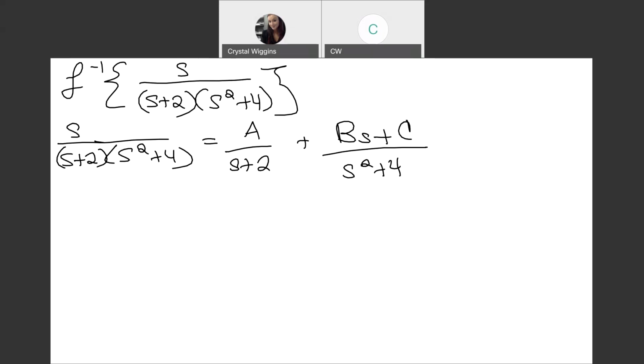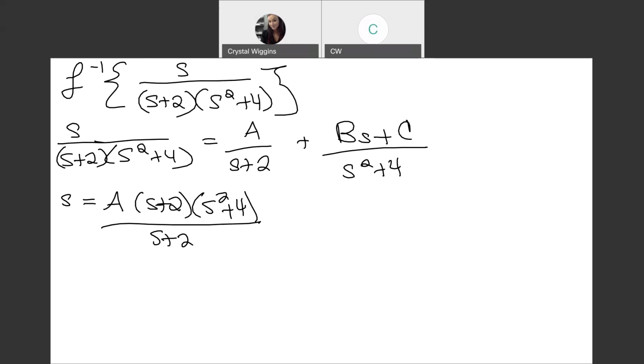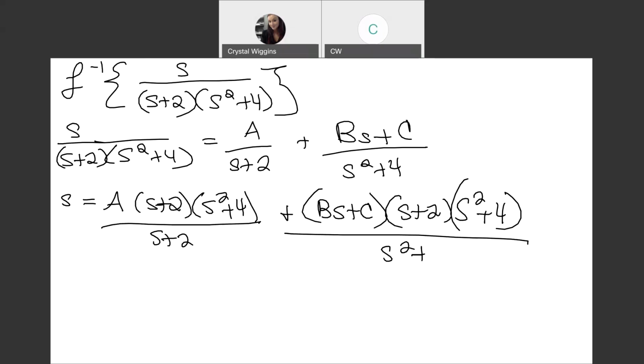So again, we're going to multiply by the common denominator. So we get s is equal to a times s plus 2 times s squared plus 4 over s plus 2, plus bs plus c times s plus 2 times s squared plus 4 all over s squared plus 4. Again, that means all our denominators will cancel. And we're left with a one-liner. Everything's on one line, no more fractions. And we follow the same process of doing this out. So we have s is equal to as squared plus 4a.